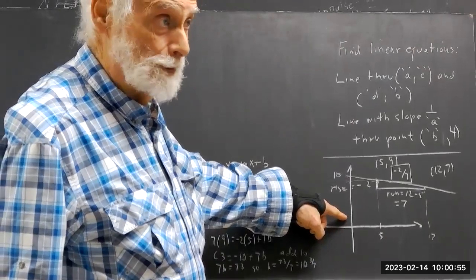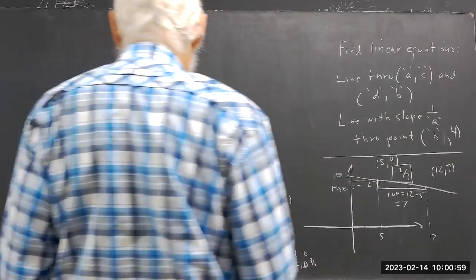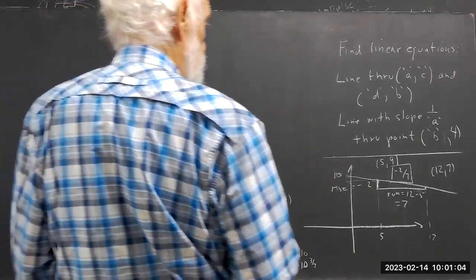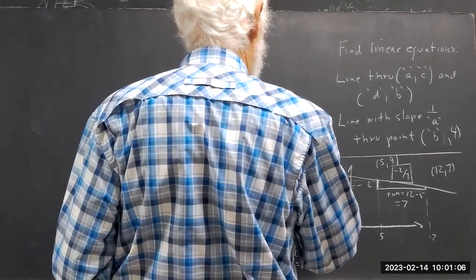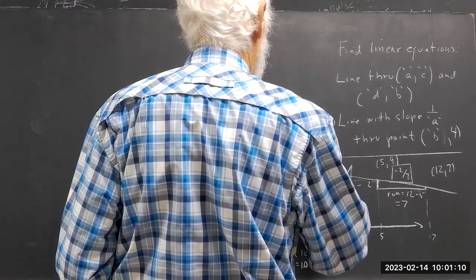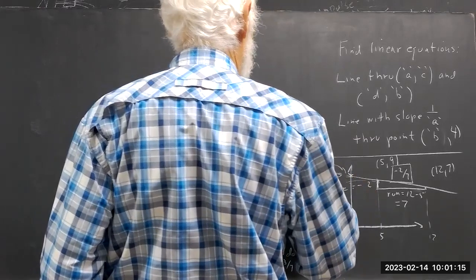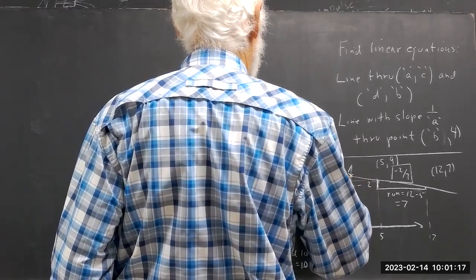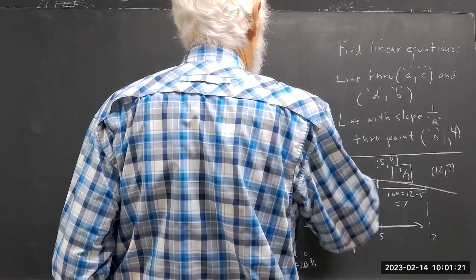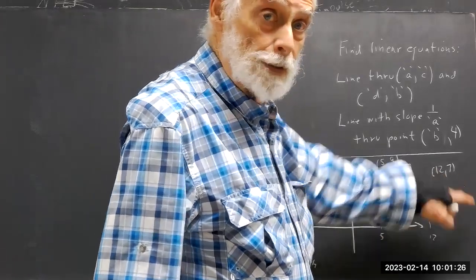The y-intercept is here. Y-intercept is up there. So we can reinforce. One check is, there's your y-intercept. This is plausible. The other check is plug in 12 for x and see if you get 7 for y.